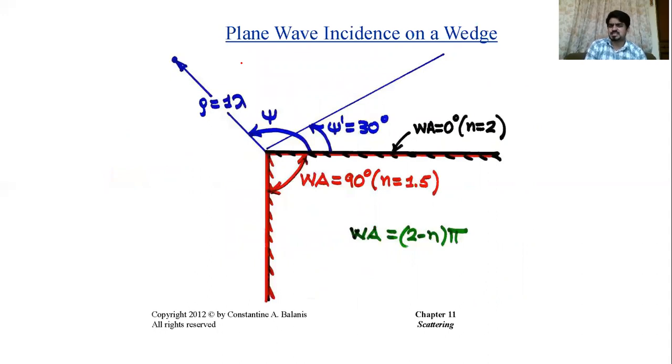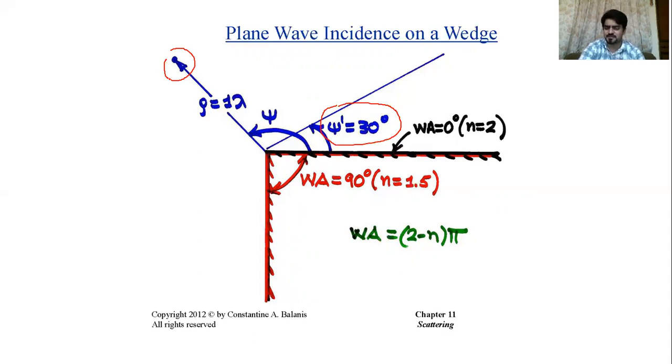So this is the geometry when you have a plane wave incident on a wedge. Here your plane wave is impinging on your wedge at psi prime equals 30 degrees. This is your observation point at rho equals 1 lambda. So you are in a near field region, and we'll look at what scattering will be observed by an observer placed in the vicinity of the wedge.